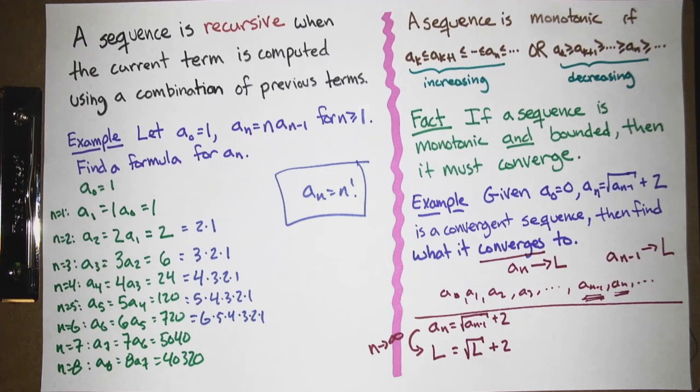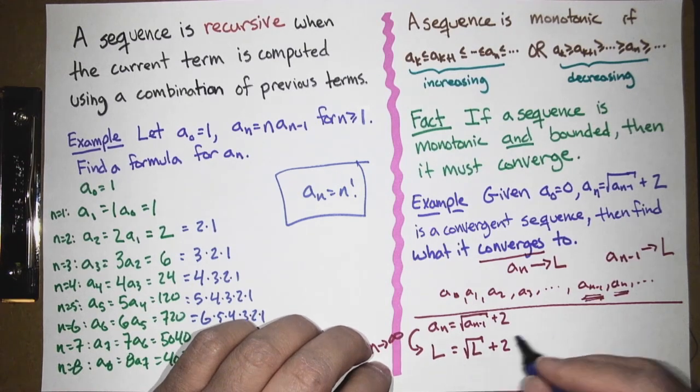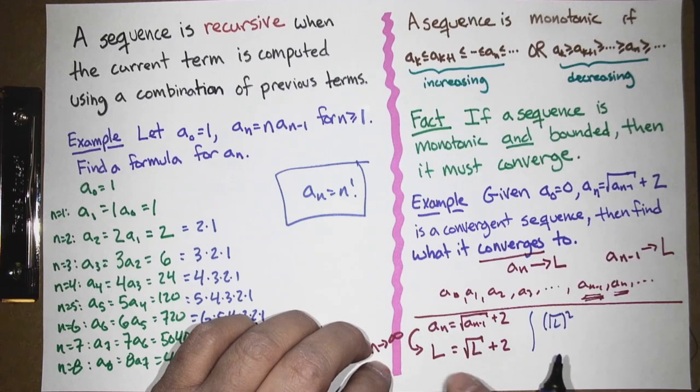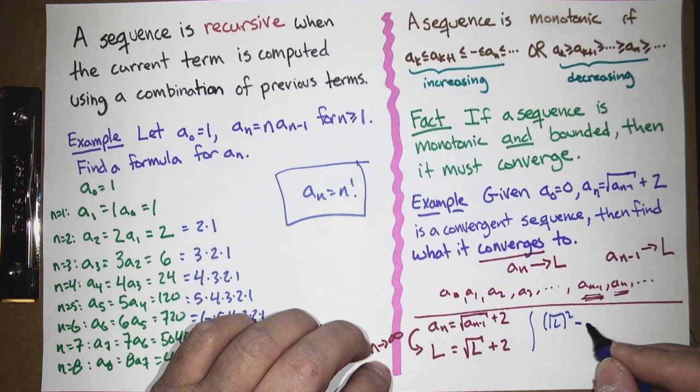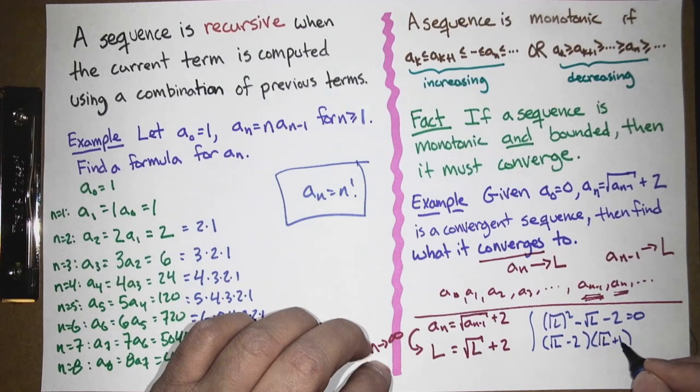4. Now, if you're not happy with that, we can say, well, look, this is the same as square root of L quantity squared, that's my L, minus the square root of L, minus 2 equals 0. And now, if you factor, this factors as square root of L minus 2 and square root of L plus 1. So you get that square root of L equals 2, or the square root of L equals negative 1.